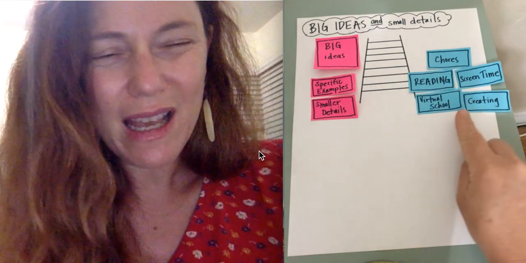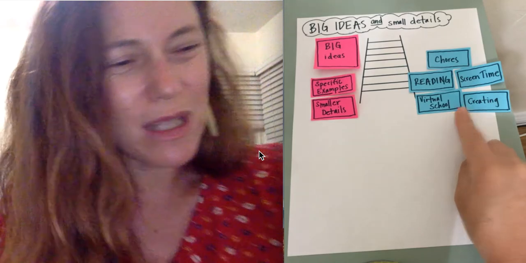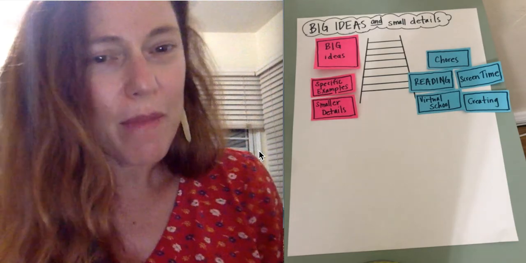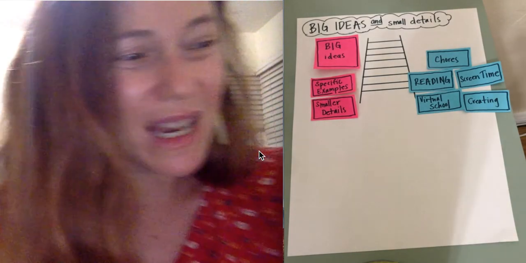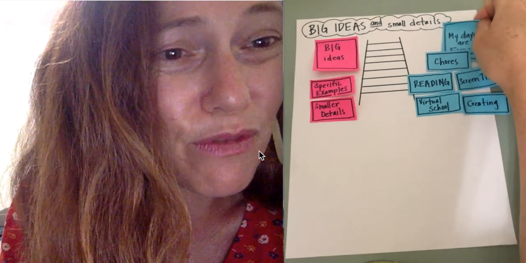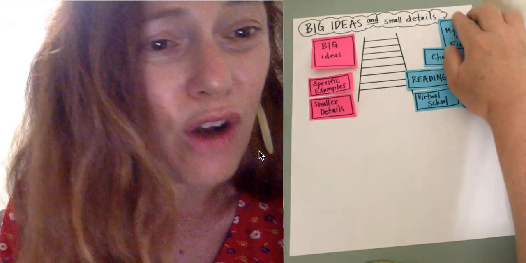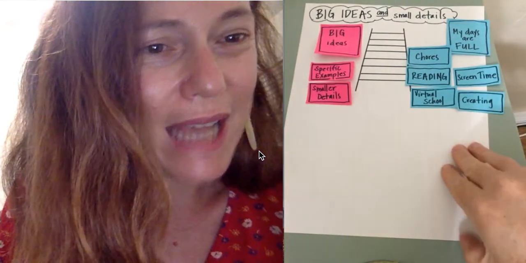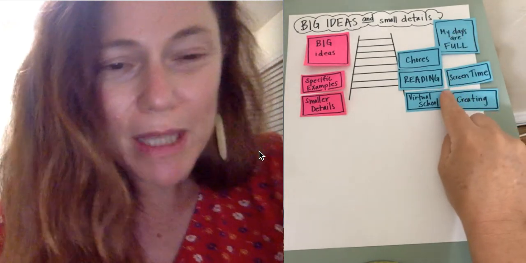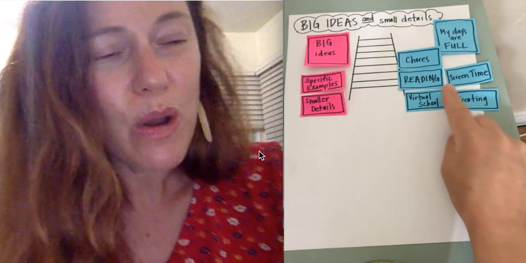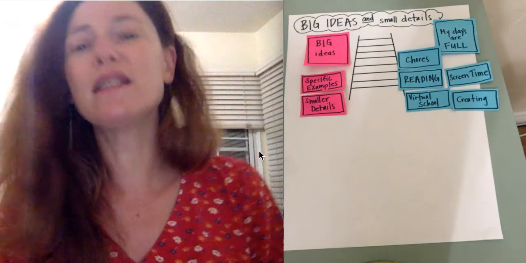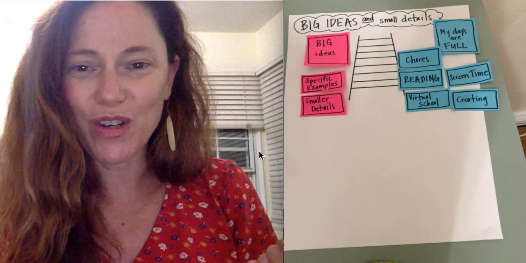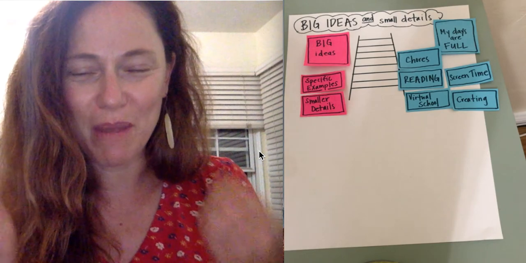But then when I really take a second and I look at that and I think about what's the big idea of all these specific examples, I'm thinking that the big idea is that my days are really full. That's my big idea. My days are full. Do you guys see how I have my big idea up here and it's supported by my specific examples and smaller details? Now, if I write both the big idea and the smaller details, my writing will be much more clear and will leave a better picture in the mind of my readers, or my future self.